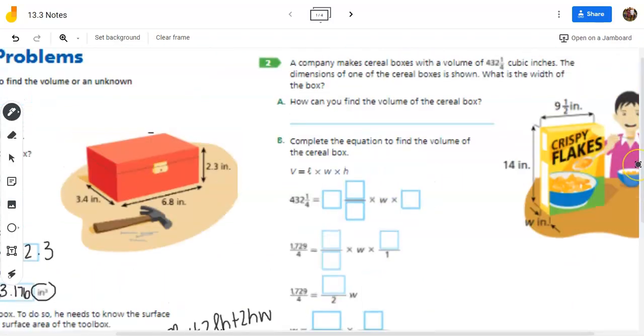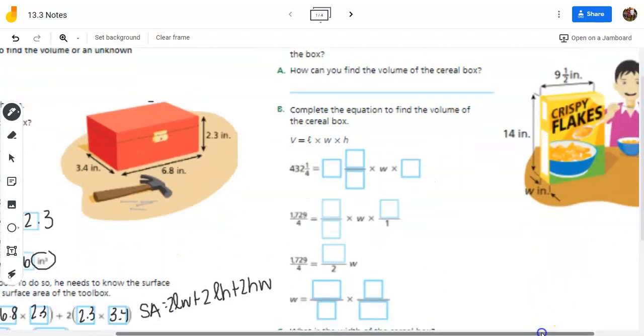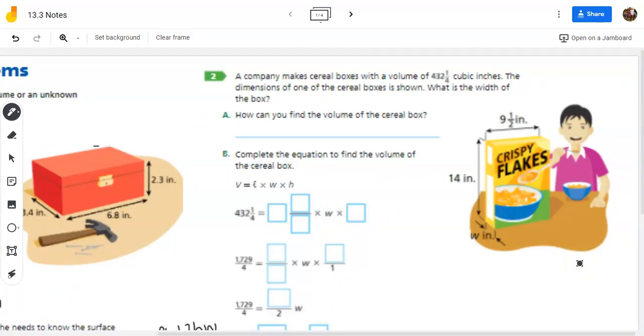Okay, let's look over on the next page. We're talking about some cereal boxes right here. A company makes cereal boxes with a volume of 432 1/4 cubic inches. The dimensions of one of the cereal boxes is shown. What is the width of the box? So we are kind of going backwards here.